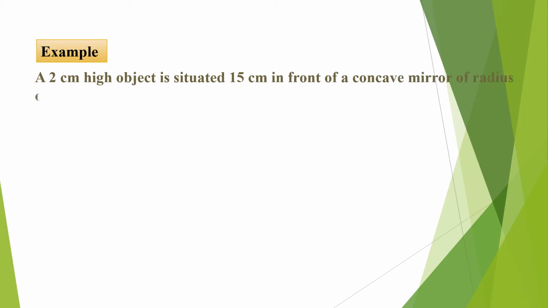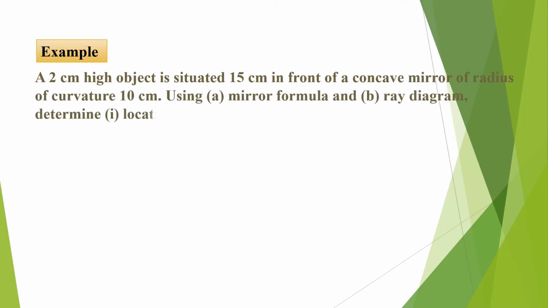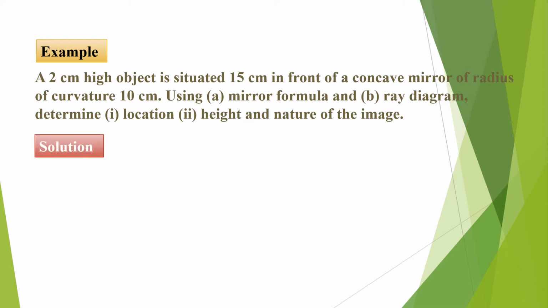A 2 centimeter high object is situated 15 centimeter in front of a concave mirror of radius of curvature 10 centimeter. Using first the mirror formula and second the ray diagram, determine the location, and second, the height and nature of the image. Okay, first we will write the given data.